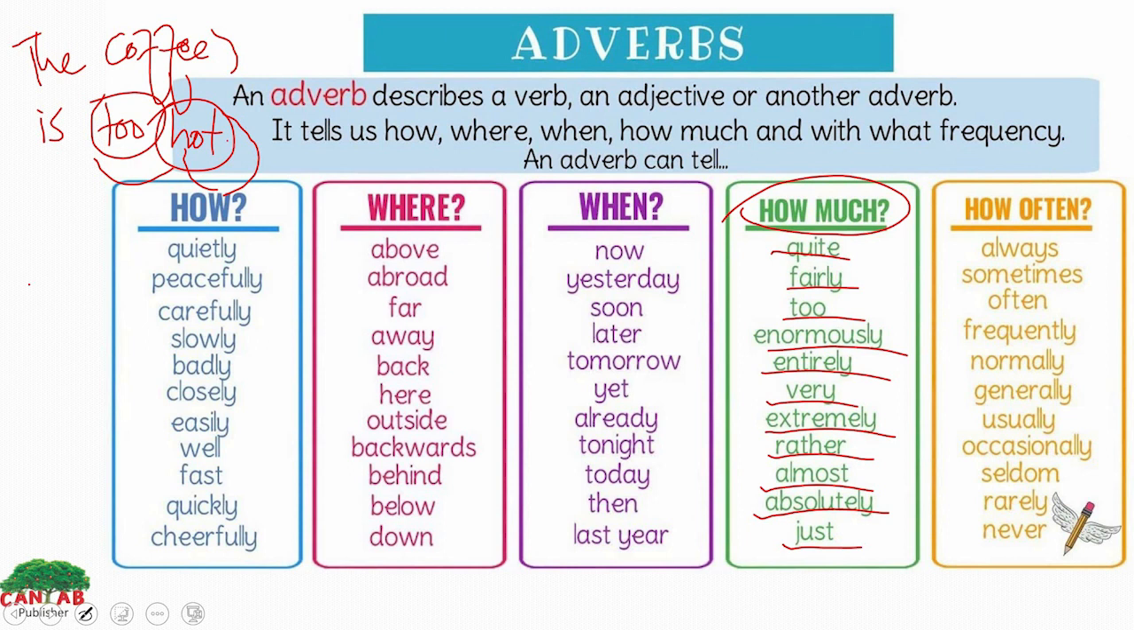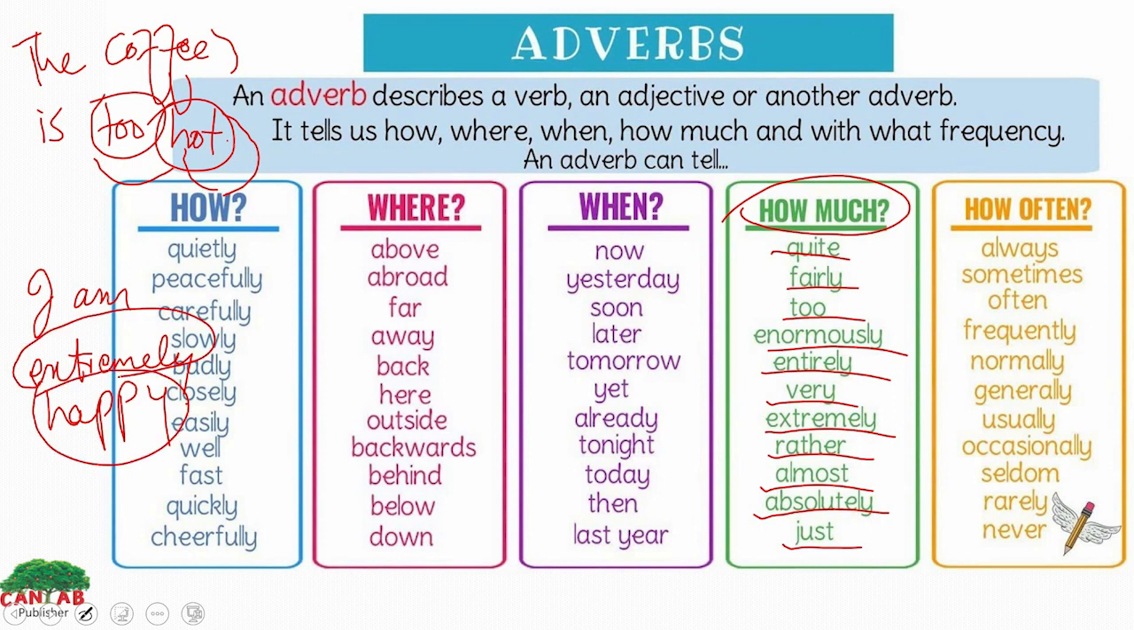For example, I am extremely happy. Yes, again we have an adjective, happy, and extremely is an adverb of degree here. So, we can see the adverb of degree is also modifying the adjective. Happy is an adjective and extremely is an adverb of degree.